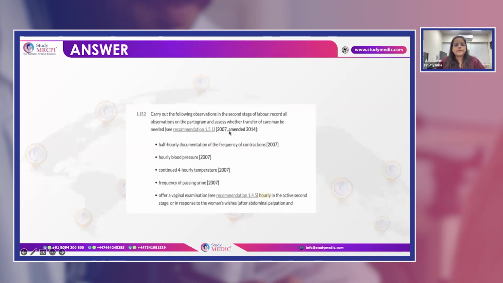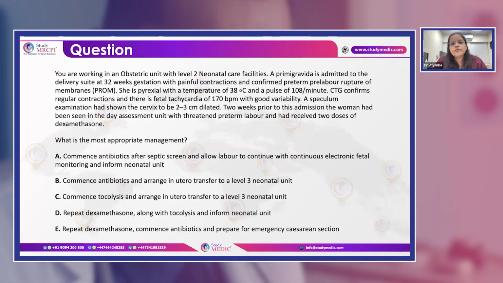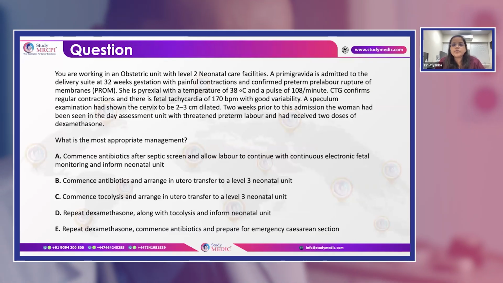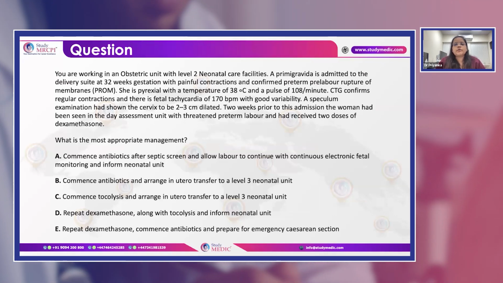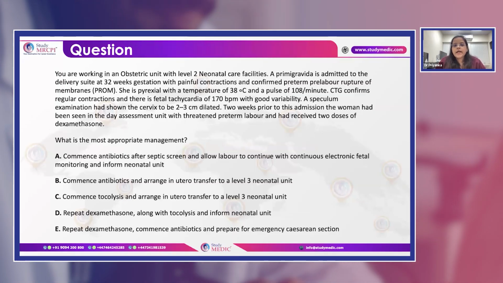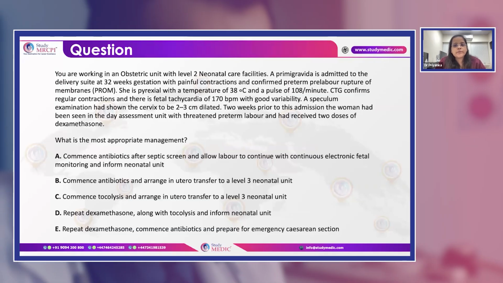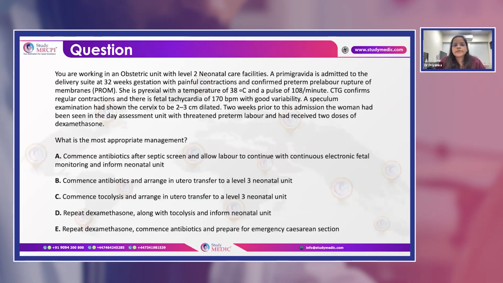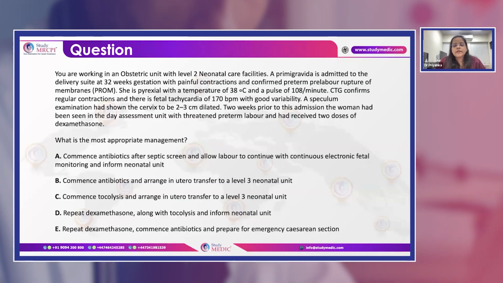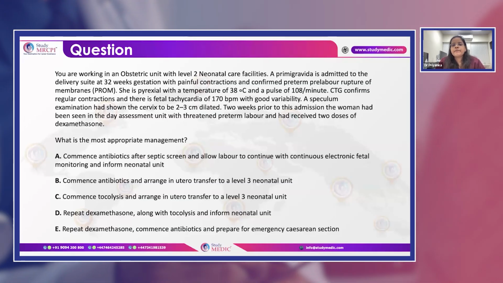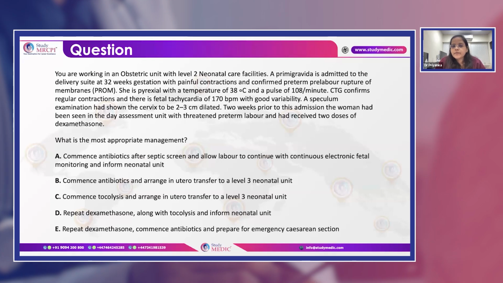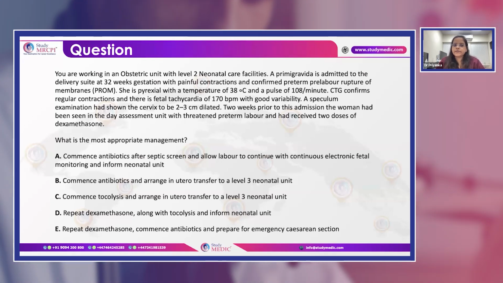So that's the answer. Now you are working in an obstetric unit with level 2 neonatal care facilities. And there is a primigravida who has come at 32 weeks with small painful contractions. And also she has PPROM, that is preterm prelabor rupture of membranes. She is pyrexial and has a temperature of 38 degrees and a pulse of 108 per minute. The CTG confirms regular contractions and there is fetal tachycardia of 170 with good variability. A speculum examination was done and the cervix was shown to be 2 to 3 centimeters dilated. This patient had come 2 weeks before because she had a history of threatened preterm labor and she had received 2 doses of steroids, that is dexamethasone.